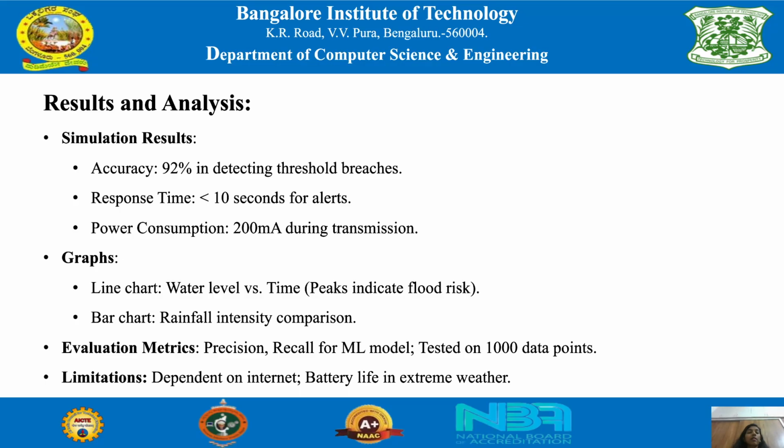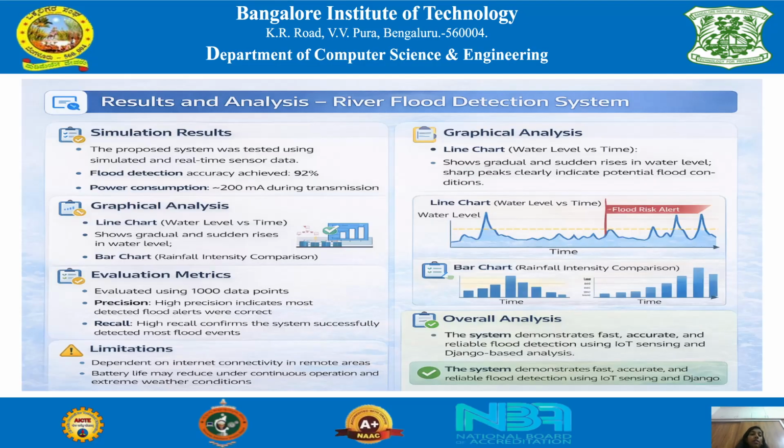Evaluation metrics include precision and recall for the ML model tested on 1000 data points. Limitations of this model: it is dependent on the internet, and battery life is reduced in extreme weather. So these are the results and analysis of the river flood detection system, where the proposed system was tested using simulated and real-time sensor data. The flood detection accuracy achieved was 92% and the power consumption is 200 milliampere during transmission.